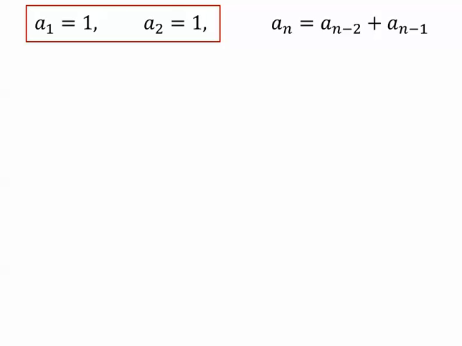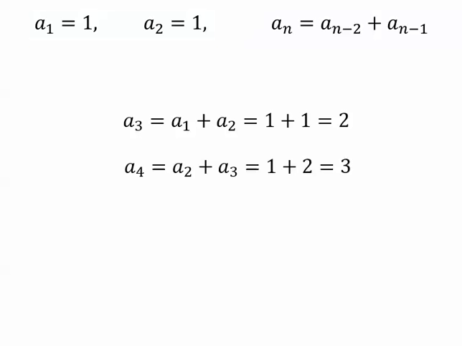So look at your formula. A sub 3 would have to be, let's see, if n equals 3, then n minus 2 would be 1, and n minus 1 would be 3 minus 1, that would be 2. All right, so a sub 3 is equal to a sub 1 plus a sub 2, which is equal to 2. Likewise, a sub 4 would have to be a sub 2 plus a sub 3. Do you get the hang of it?